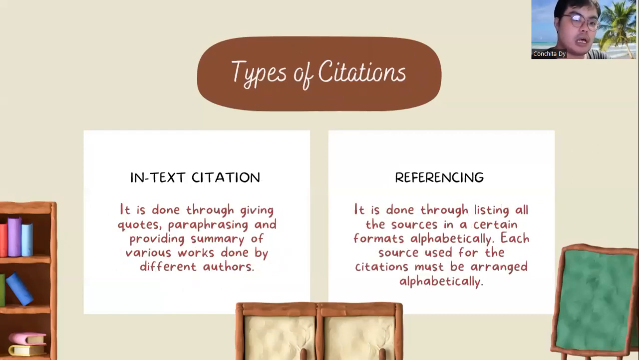Okay. Allow me to discuss the types of citations. So when we say in-text citations, it is done in the background of the study, the review of related literature, and the chapter 4 that consists of findings. Okay, so it is done through giving quotes, paraphrasing, and providing summary of various works done by different authors. When we say referencing, it is done through listing all the sources in a certain format.